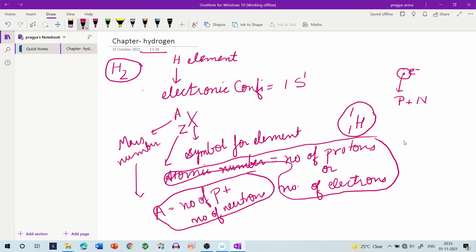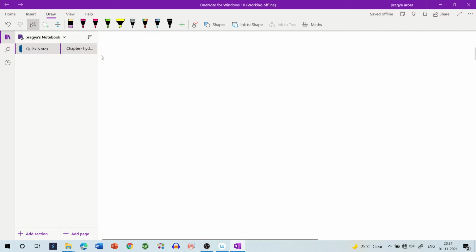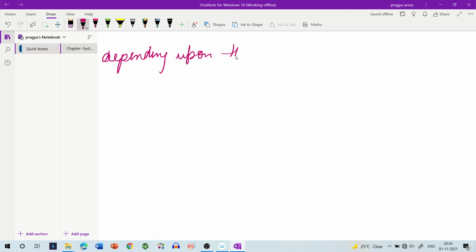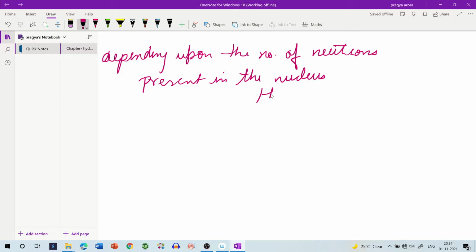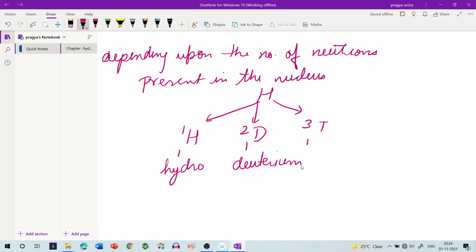So depending upon the number of neutrons present in the nucleus, hydrogen has three isotopes. One is 1H1, another one is 2D1, and the third one is 3T1. Hydrogen, protium, is present in the most abundant form. This one is deuterium. This one is tritium.